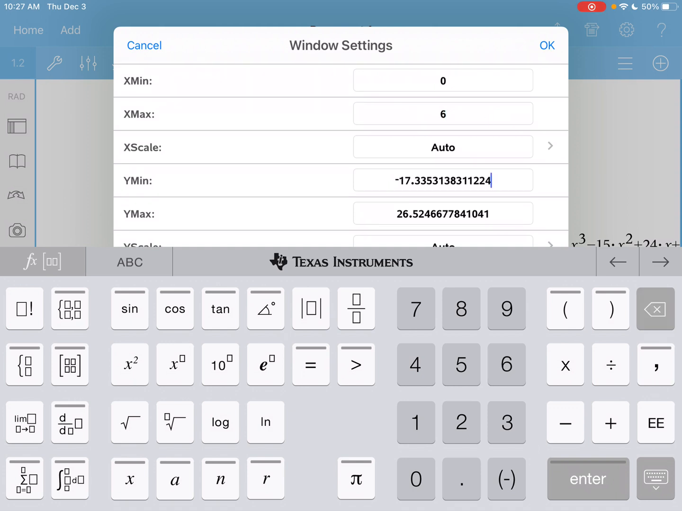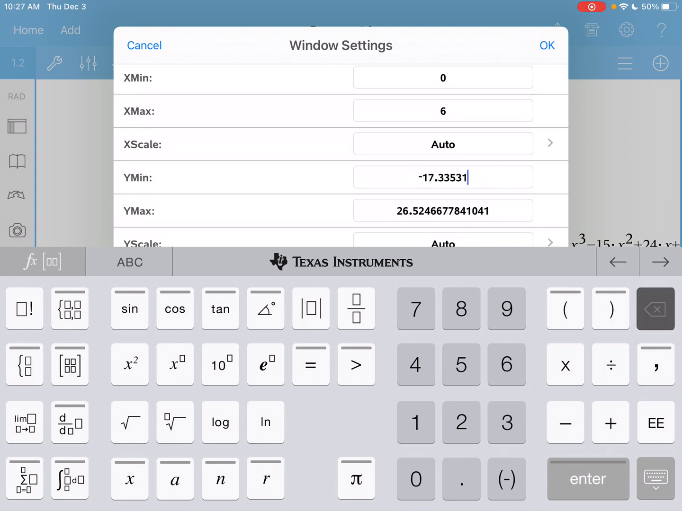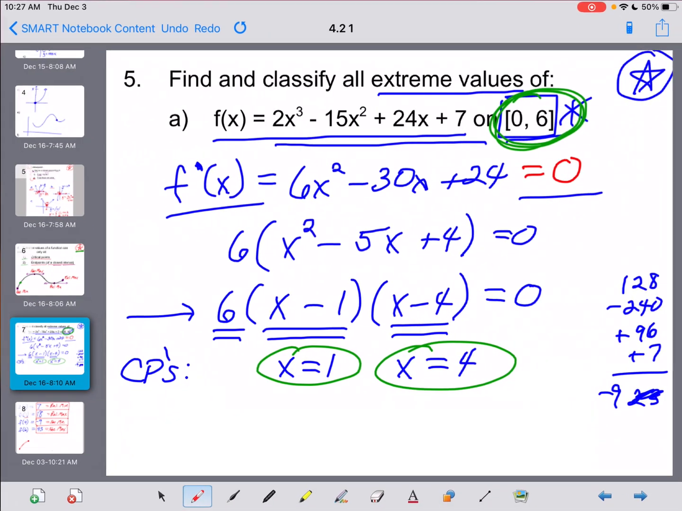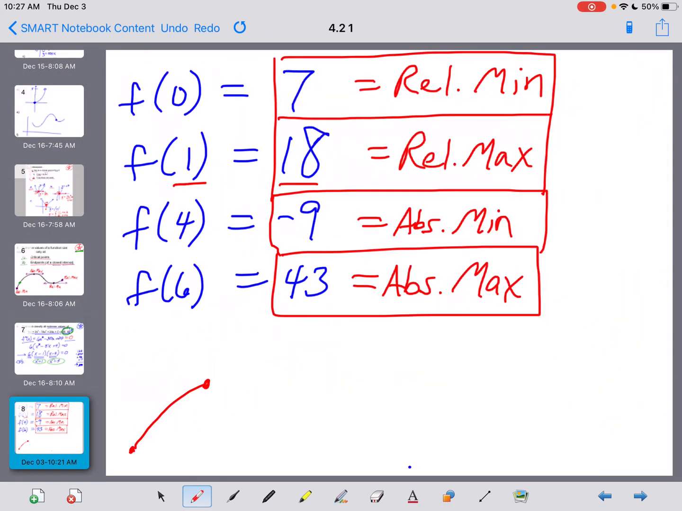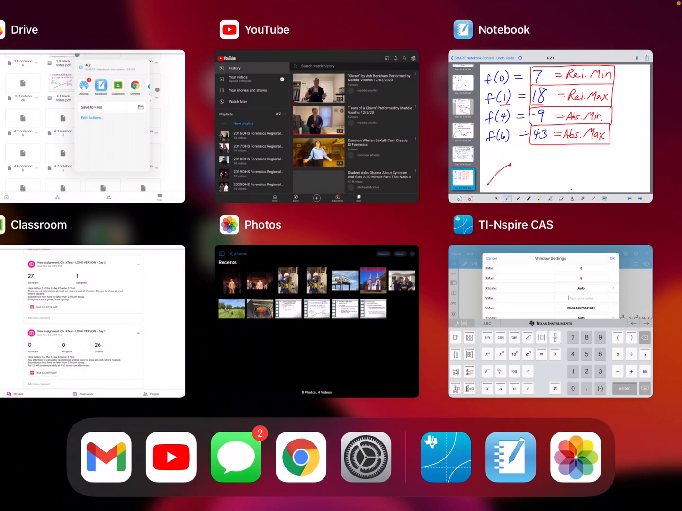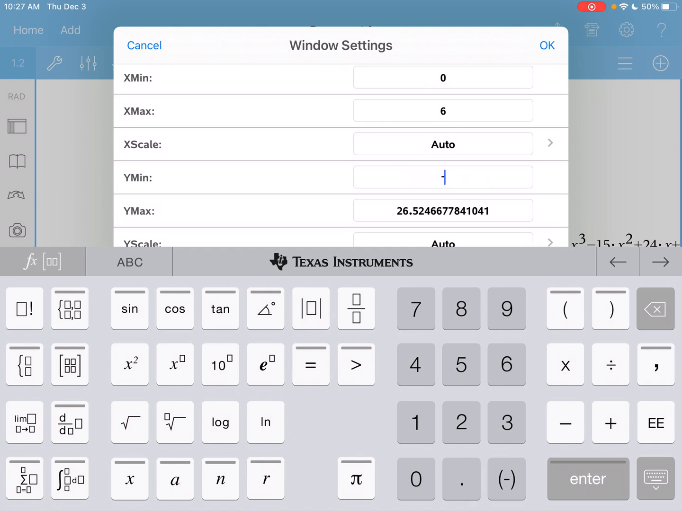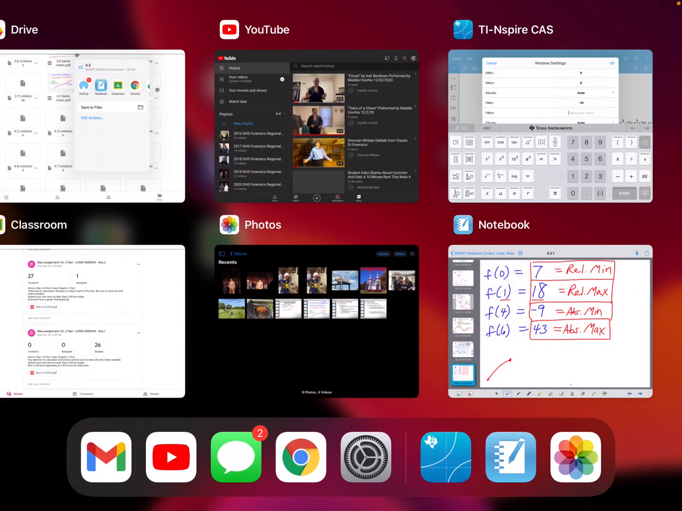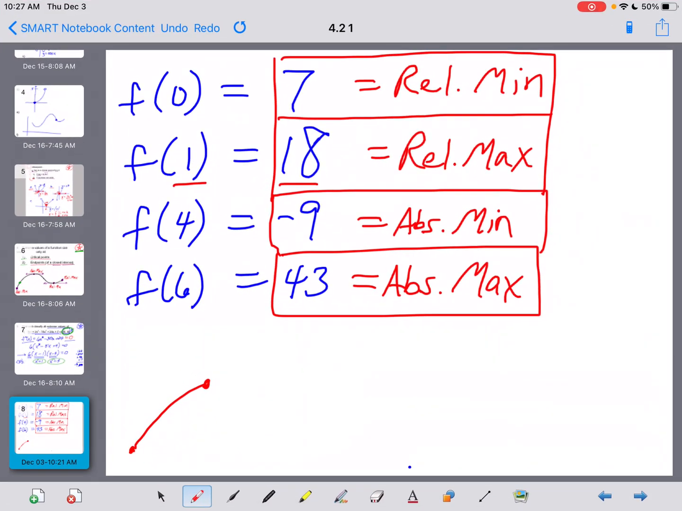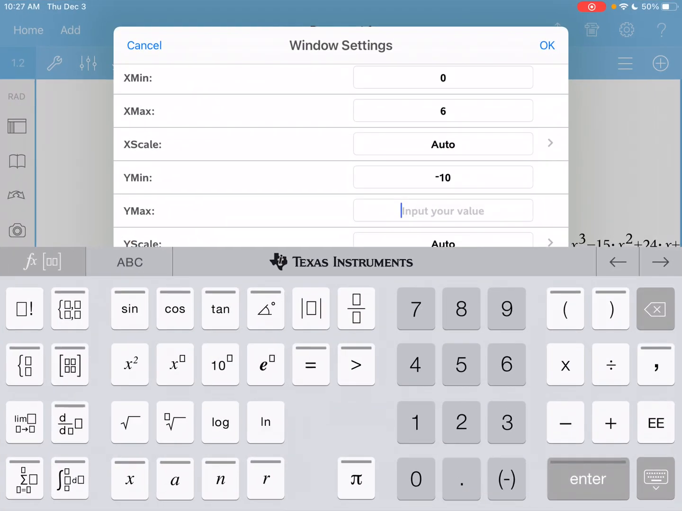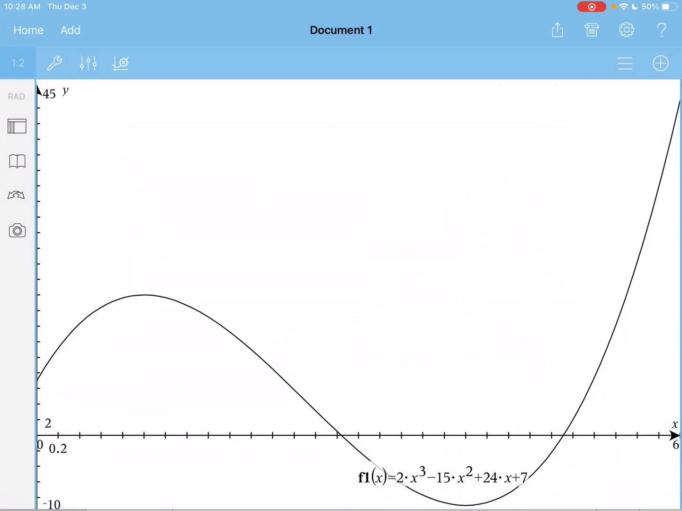As far as the y minimum, I believe, and I could be wrong about this, but we'll find out, the minimum y value we came across, our absolute minimum, would be -9. So just to give myself a little breathing room, I'm going to put like a -10 in there. And the maximum y value we came up with, our absolute maximum, looks like it's going to be 43. Again, I'm going to give myself a little breathing room and put a 45 in there. Okay, cool. And let's hit OK.